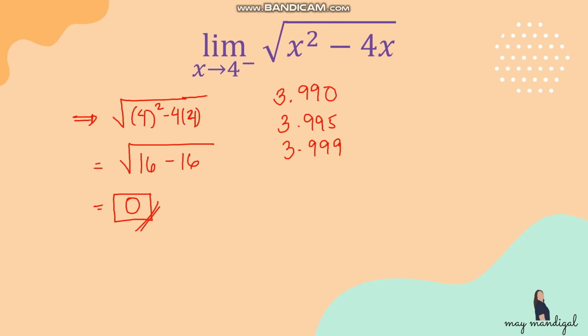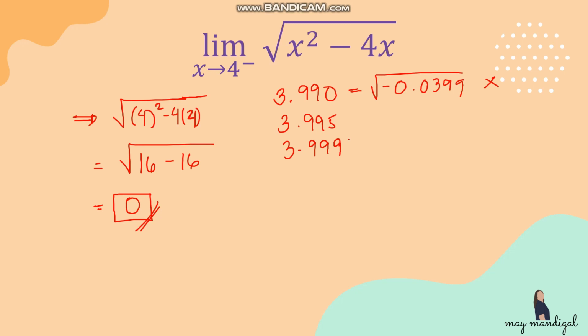Okay, so let's try it with 3.990. So if we get the square root of 3.990 squared minus 4 times 3.990, the value inside the radical symbol will become negative 0.0399. And as we know, if the radicand is negative, that means we cannot get the square root of that. So there is no value for this. If we do it also for the rest of the numbers, it will be the same. We will be getting a negative value for the radicand.